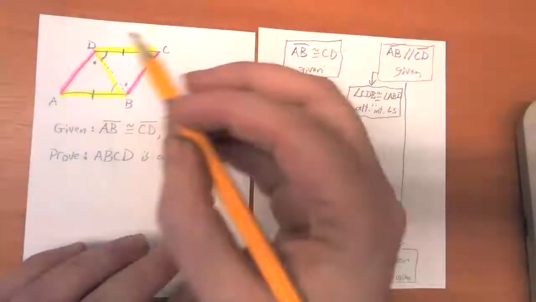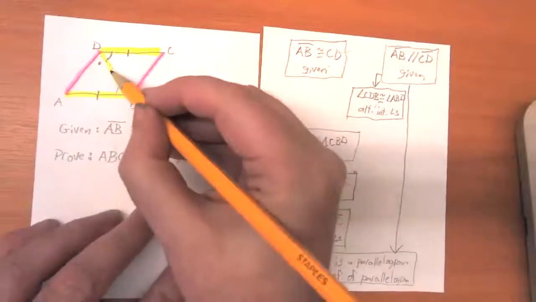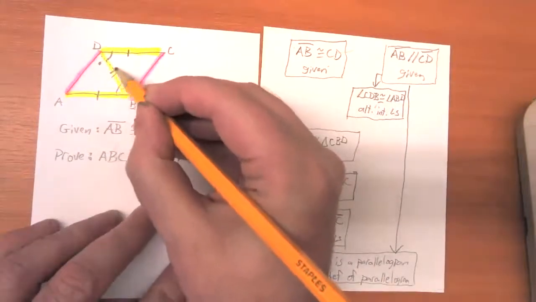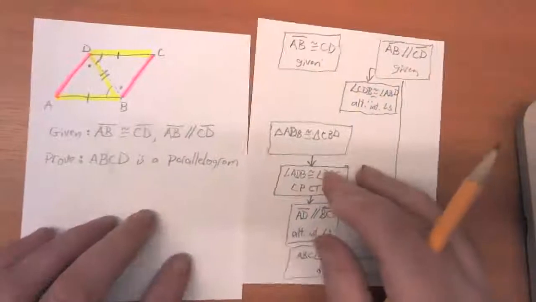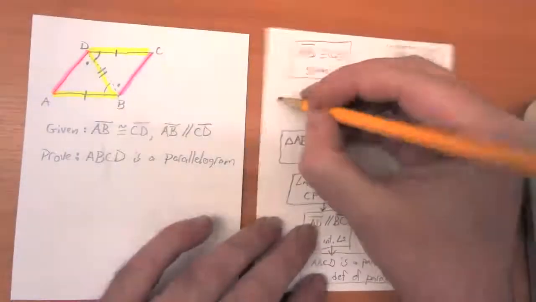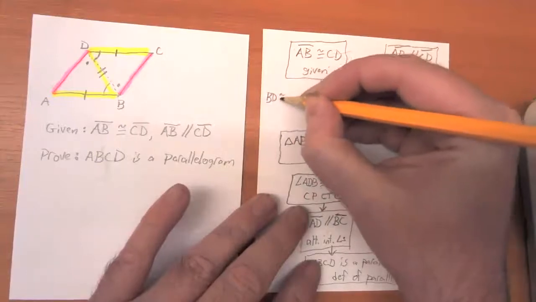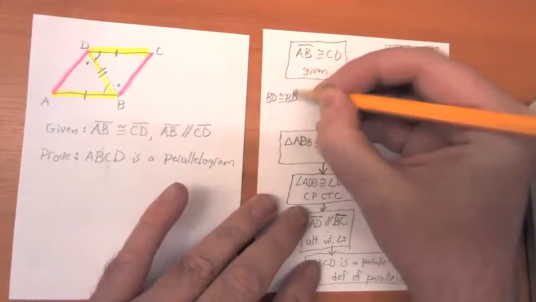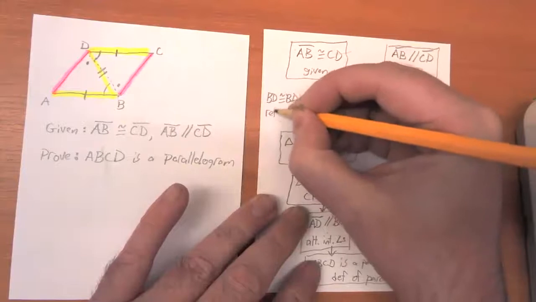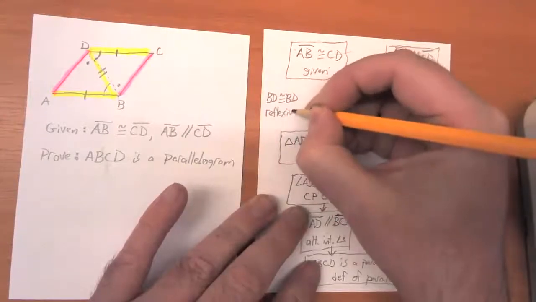And in this case, we're going to use the reflexive property because that diagonal is a common side in both triangles. So off here to the side, I'm going to write BD is congruent to BD because of the reflexive property.